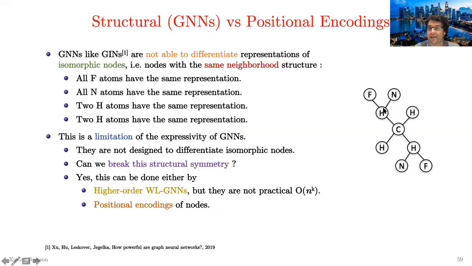this may have a different function than this one. So this is a limitation of the standard graph neural networks, and this is due to the symmetry of the graph. So you want to break this symmetry. How can you do that? So you can either use higher order GNNs, but they are not practical. Or what you can do is use some positional encoding of the nodes, you know, some positional information of each node. Okay.